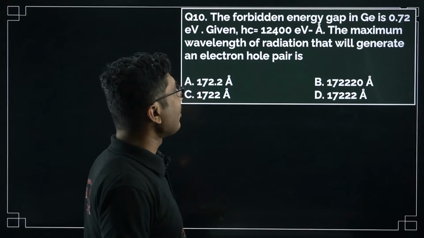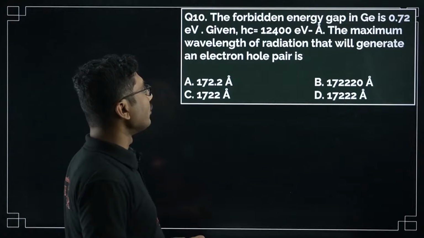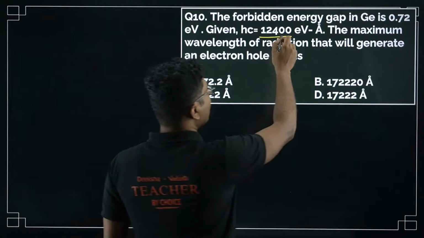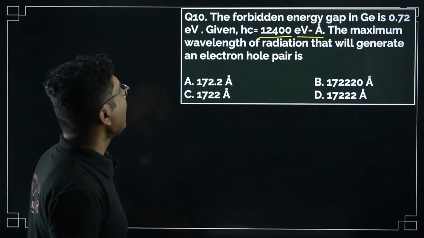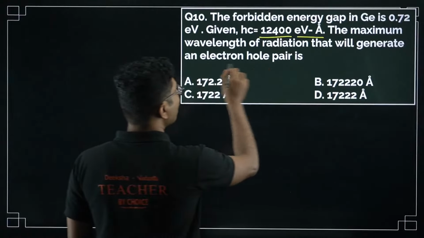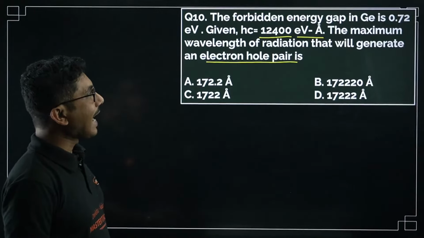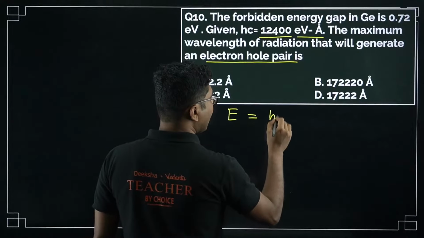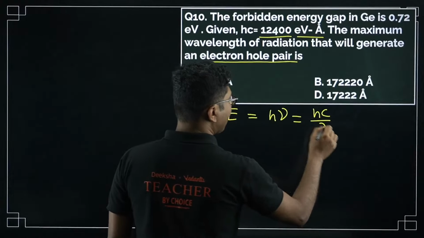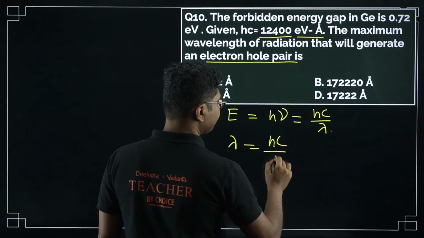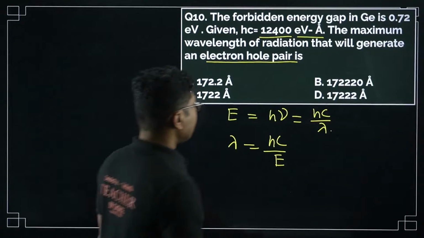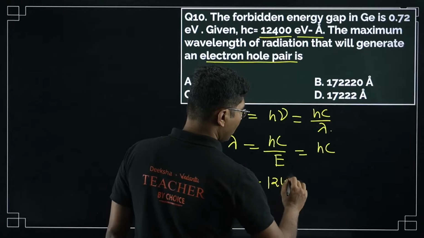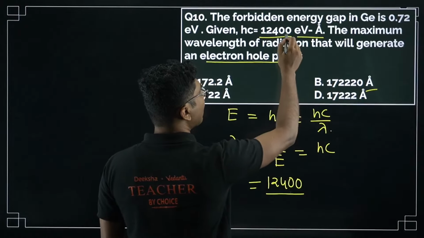The forbidden energy gap for germanium is 0.72 electron volt. Given hc equals 12400 eV angstrom, the maximum wavelength of the radiation that will generate an electron-hole pair is. Forbidden energy gap is given, and they asked the maximum wavelength of radiation. So E equals h nu or hc by lambda, so lambda equals hc by E. The correct answer will be hc divided by E, where hc is given as 12400 angstrom. Because the answer is given in angstrom, that's why there is an extra 10 over here.